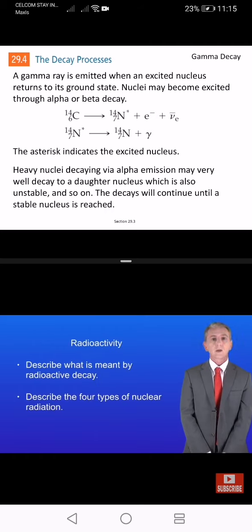Okay, so hopefully now you should be able to describe what's meant by radioactive decay. You should then be able to describe the 4 types of nuclear radiation.